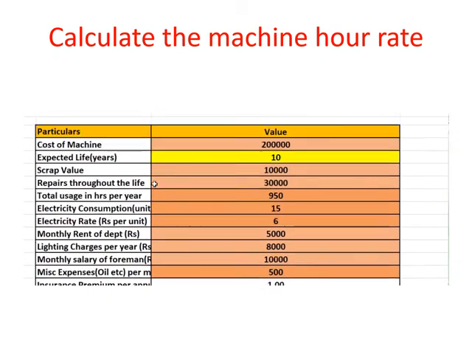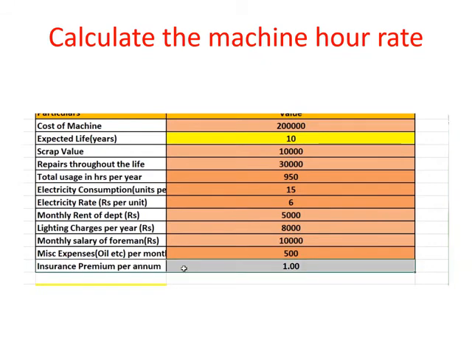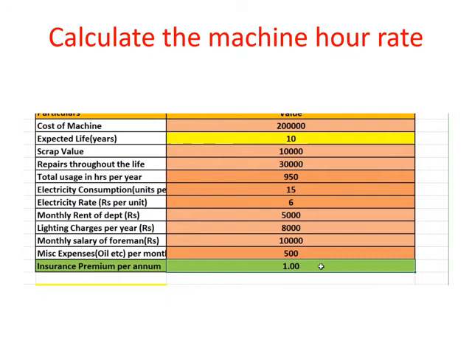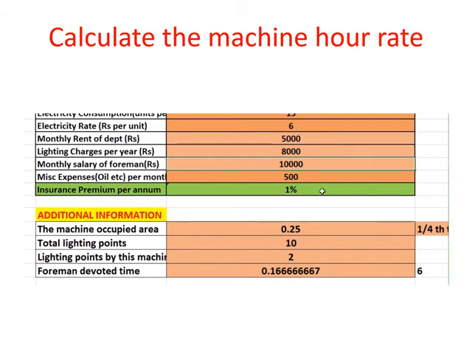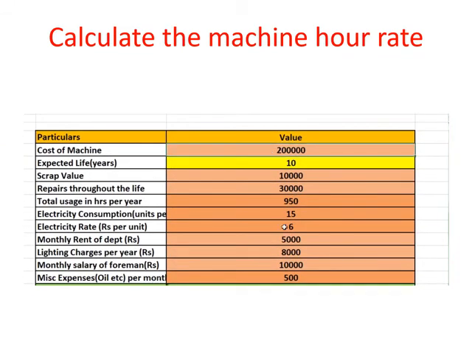We have one more data, insurance premium. So what have they told? Insurance premium per annum is given. So insurance premium per annum is 1%. It is 1% actually. So for 1%, what will you multiply? 1% on the cost of the machine.